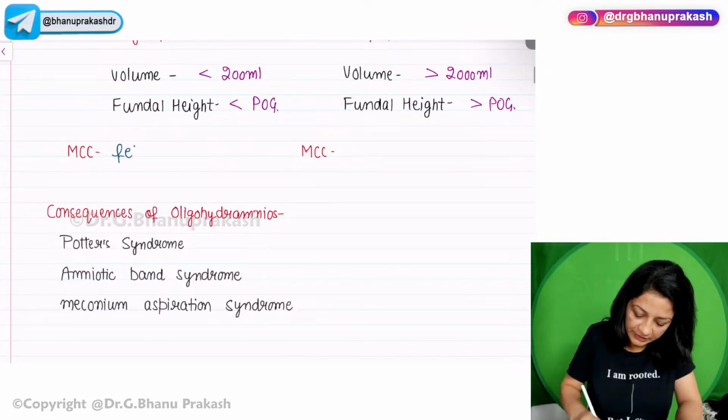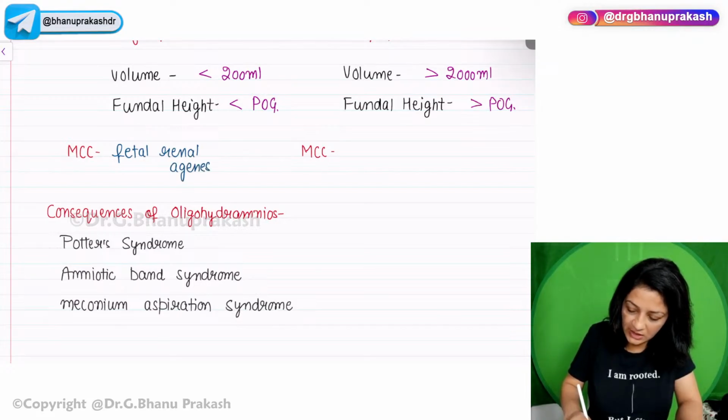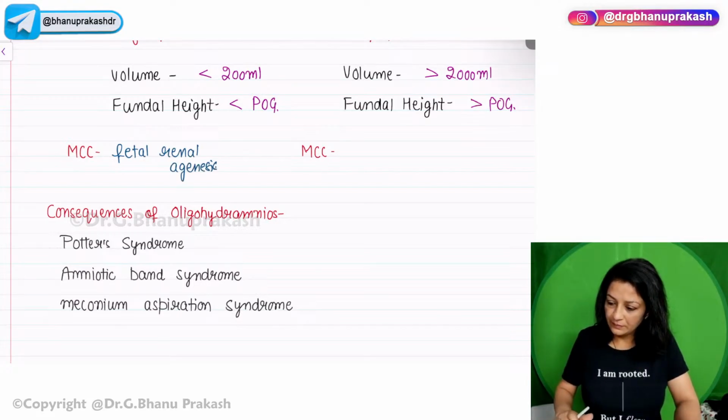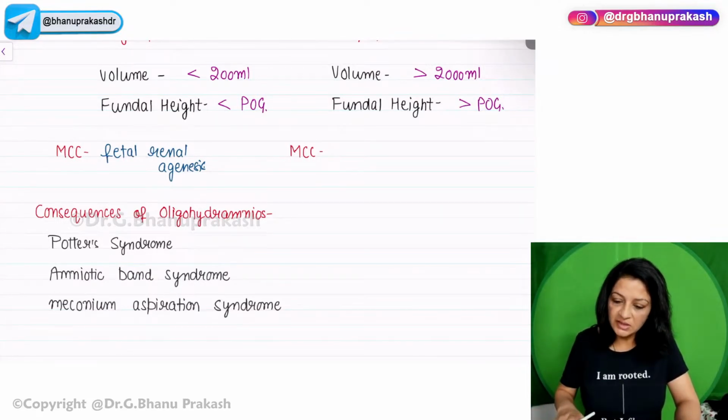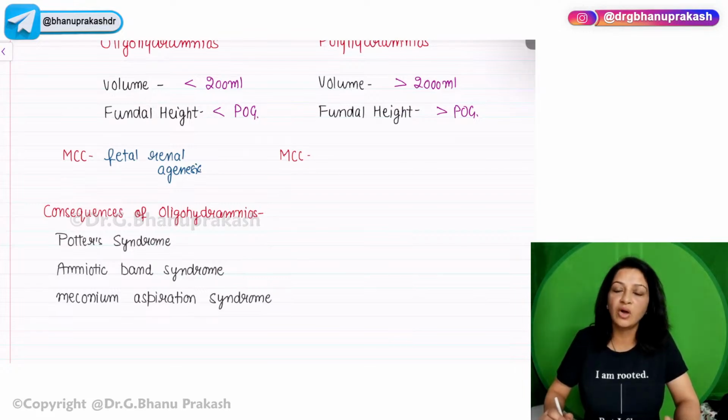That is fetal renal agenesis. Fetal renal agenesis. And the most common, yes, Dr. Dinesh, right, renal agenesis. And what is the most common cause of polyhydramnios?